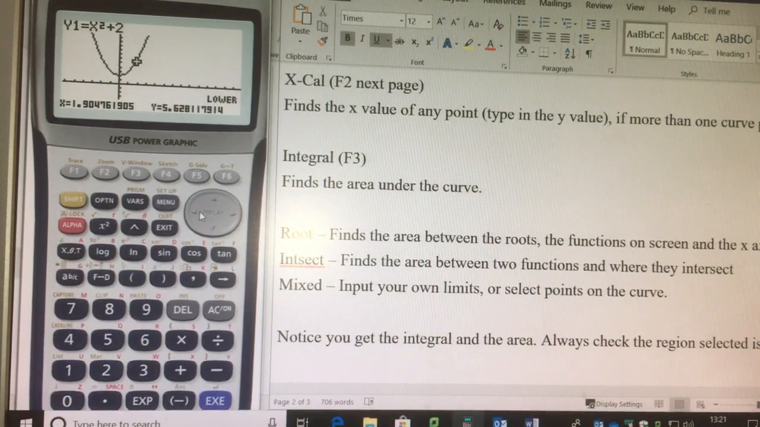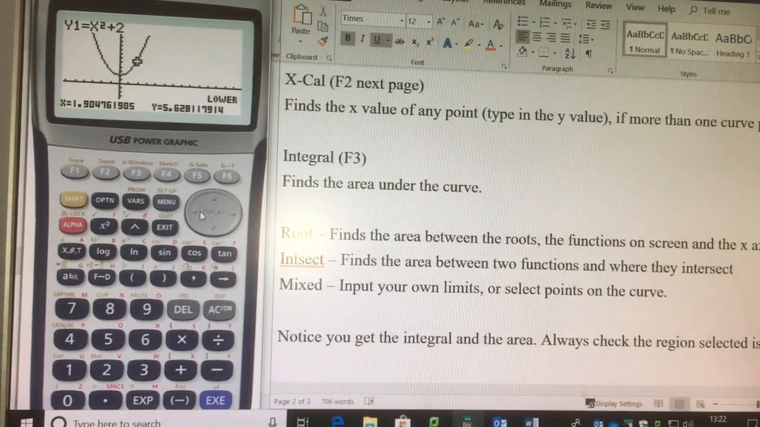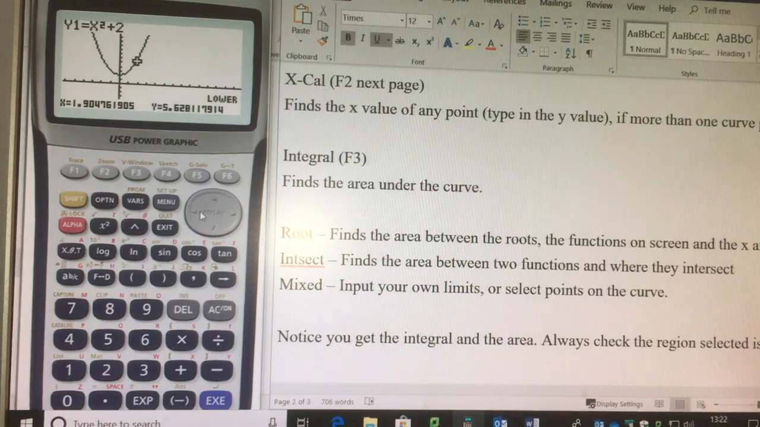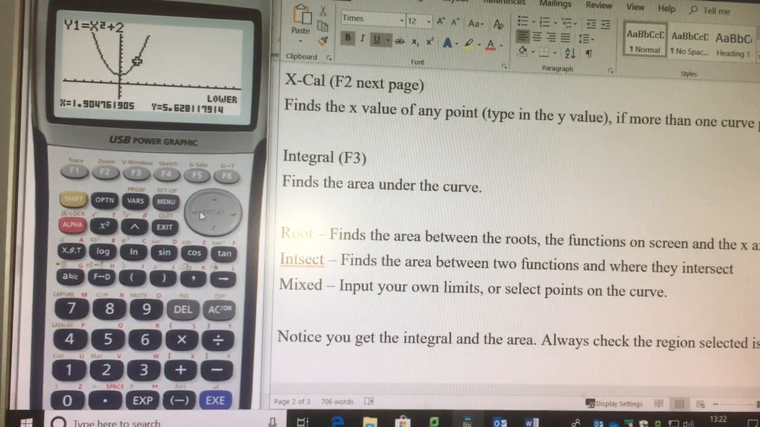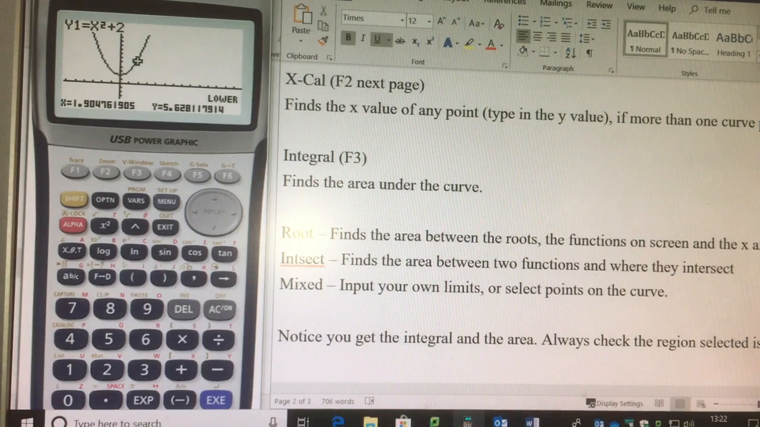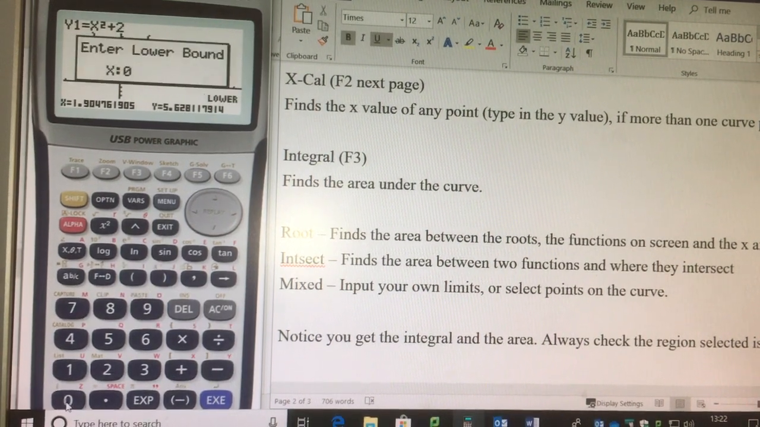On yours you'll get a menu which will give you root, intersect or mixed. Root will obviously find you the area between your two roots. Intersect would find you the area between two intersections of two different curves. And mixed lets you put in your own limits. So if you choose mixed, we'll go from 0 to 3. So I'm going to type in 0 and 3.